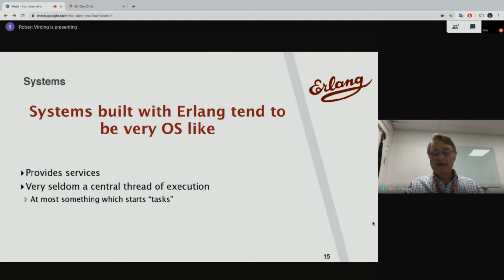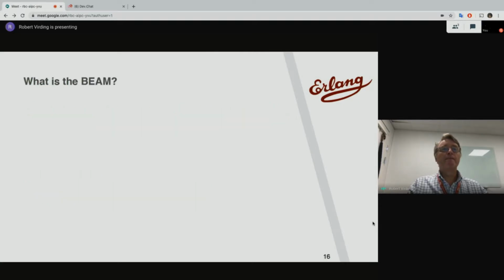There's very seldom a central thread of execution. You will typically have multiple things running at the same time. The most central thing might be something which just starts tasks and keeps track of them. So you might have an Erlang system which is looking at, say, internet connections. You might be running hundreds of thousands of internet connections at the same time, each one doing different things and managing. This is very common in these systems.